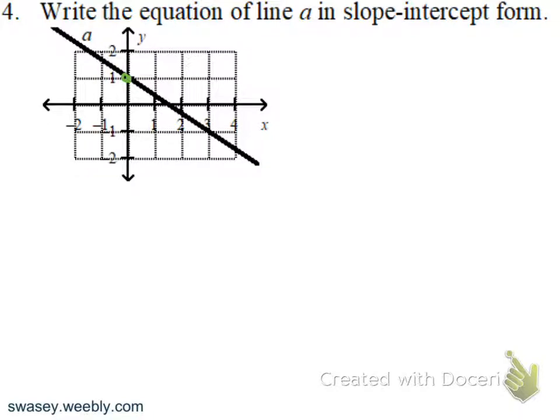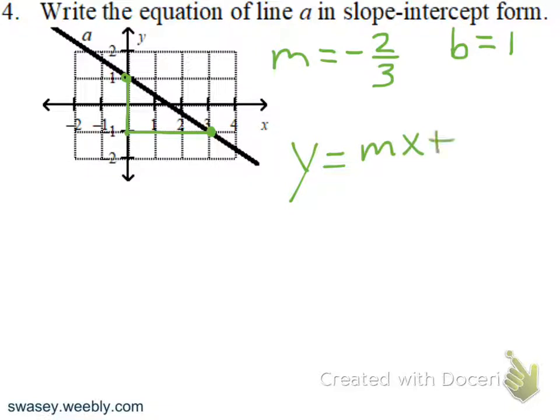Slope-intercept form, y equals mx plus b. Look at it and tell that the b is 1. Now figure out your slope. Go down 2 to the right 3, so our slope is -2/3. Y equals mx plus b. Substitute in, we have y equals -2/3 x plus 1.